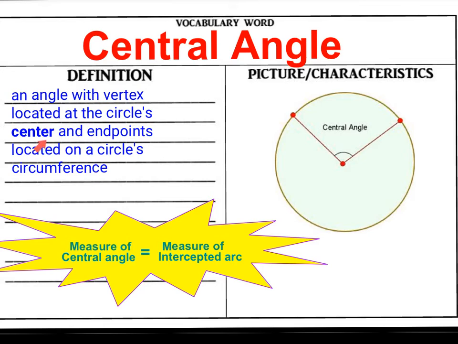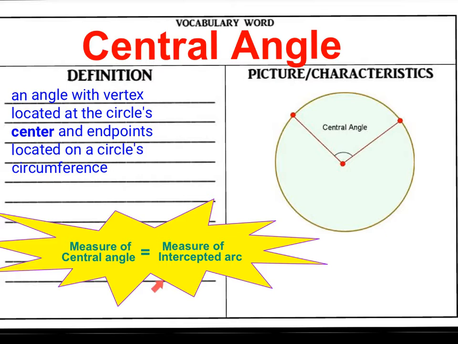Okay, our next vocab word is central angle, and this is an angle with vertex located at the circle center and endpoints located on a circle circumference. So if we look at our picture over here, our central angle is this angle here, where the vertex is at the center of the circle, and you have your 2 endpoints located on the circumference of the circle.